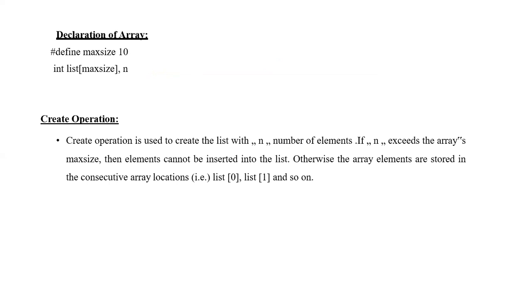Now, declaration of array. First we have to define the maximum size of the array. Now let us consider the max size is going to be 10. The variable max size is assigned the value 10. Now we are going to initialize the array: int list of max size comma n. List is going to be the name of the array. Max size is going to be the size of the array. Create operation is used to create the list with n number of elements. If n exceeds the array's max size, then the elements cannot be inserted into the list. Otherwise, the elements are stored in the consecutive array locations, that is list of 0, list of 1, and so on.